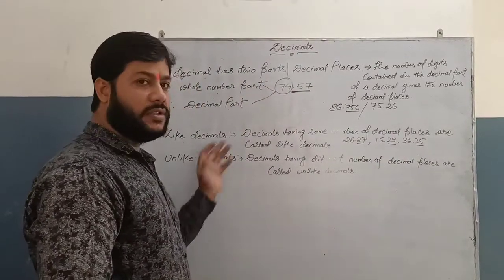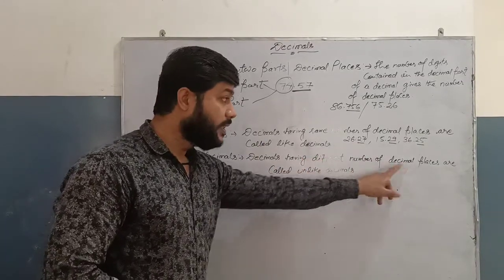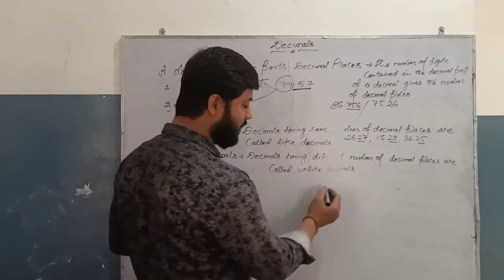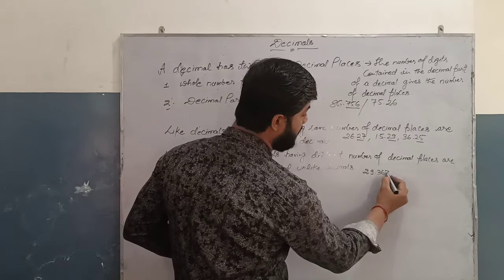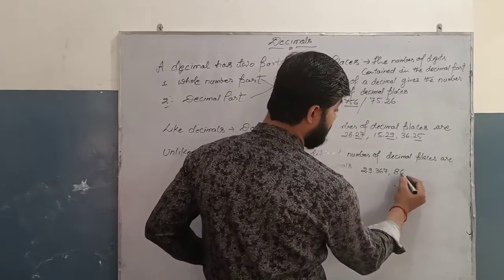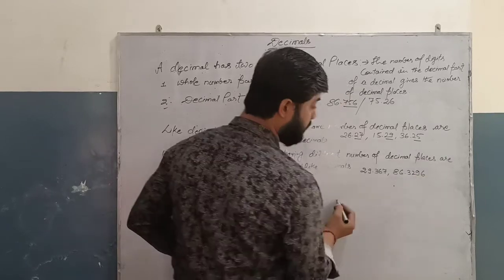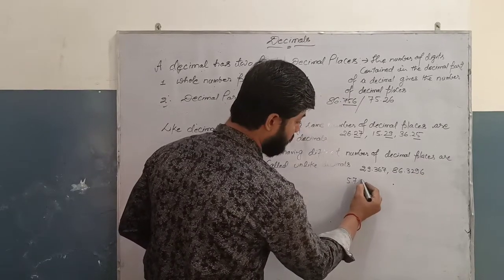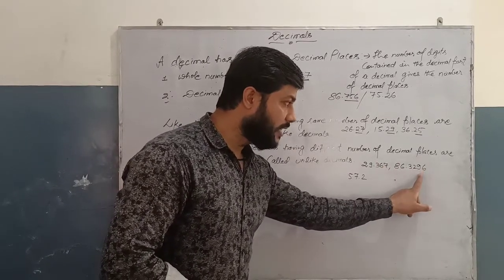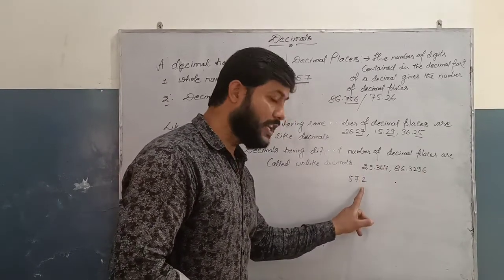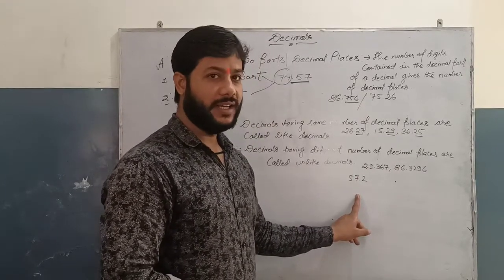Now unlike decimals, just the opposite of it. Decimals having a different number of decimal places. Let's see an example: 29.367, 86.3296, 57.2. Here we can see there are 3 decimal places, here 4 decimal places, and here 1 decimal place. So all three are unlike decimals.